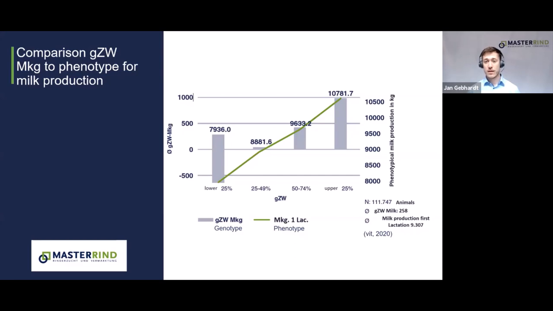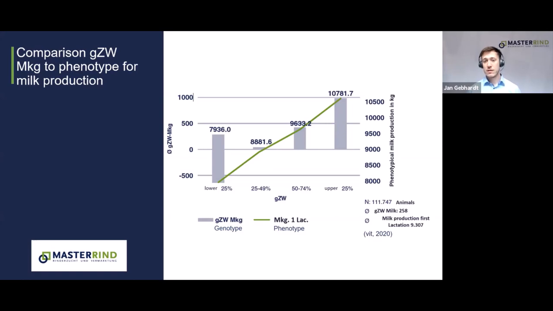First, we come to this comparison on the Schüttenhof of the family Backhaus, the comparison between the genomic breeding value and the phenotypic value for milk production. On the left side, you see the genomic breeding value for milk production. And on the right-hand side, the phenotypic milk production in kilograms for the first lactating cows. The green line shows you the milk production, and the gray bars show you the spread of the cows in the lower genomic breeding value groups on the left-hand side. In the middle, the 50 to 74% group is already getting up to 9,633 kilograms on average. And on the right-hand side is the top one.